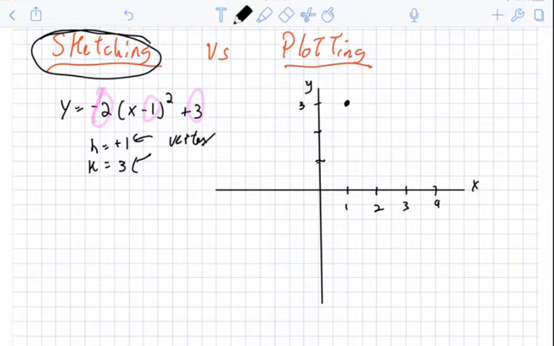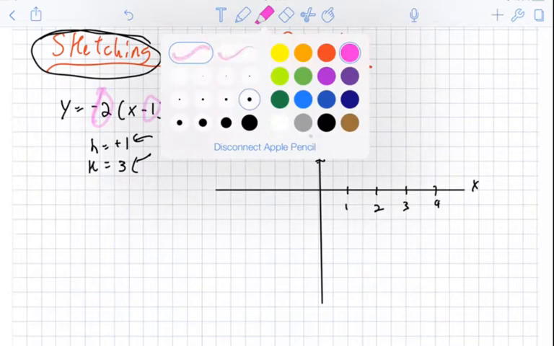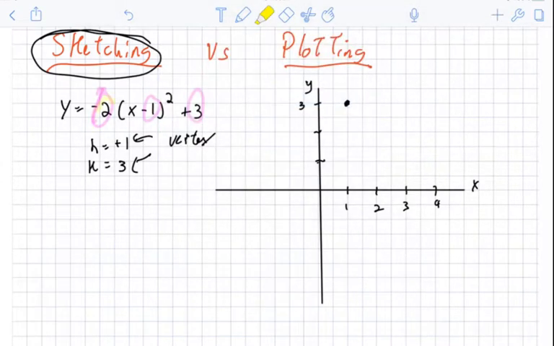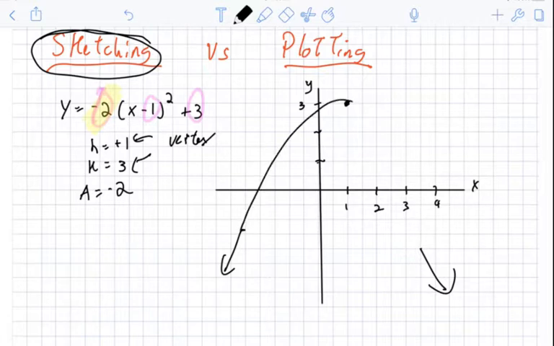Okay? And then you know that because a is a negative number, it's going to be decreasing. It's going to get more and more negative as x increases. The graph's going to be pointed down like that, and so the graph's going to look like that.